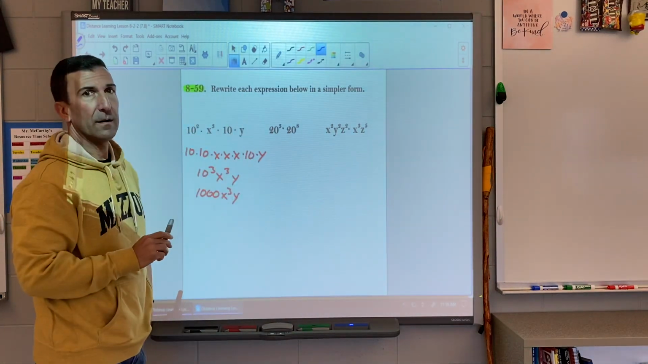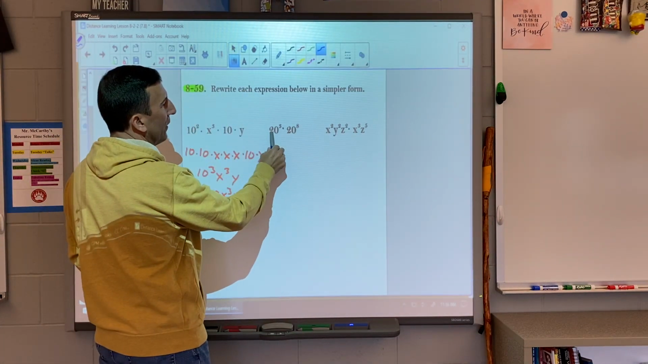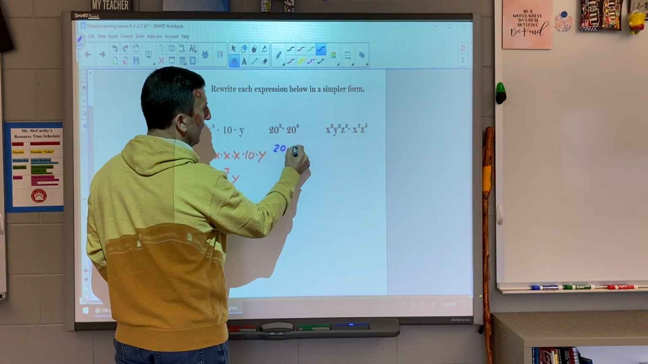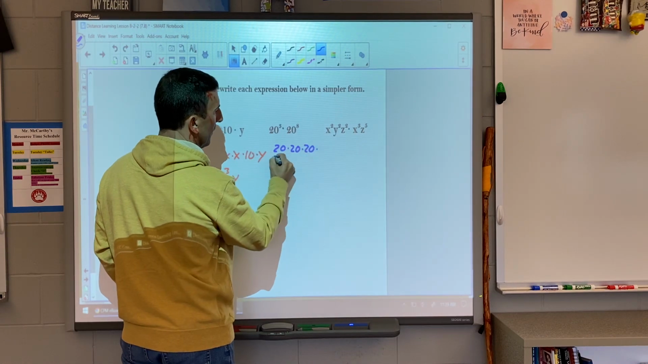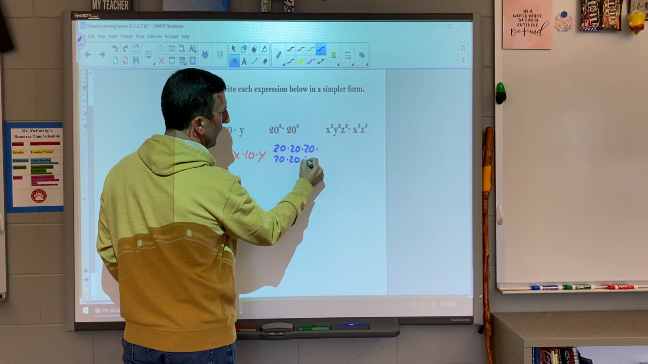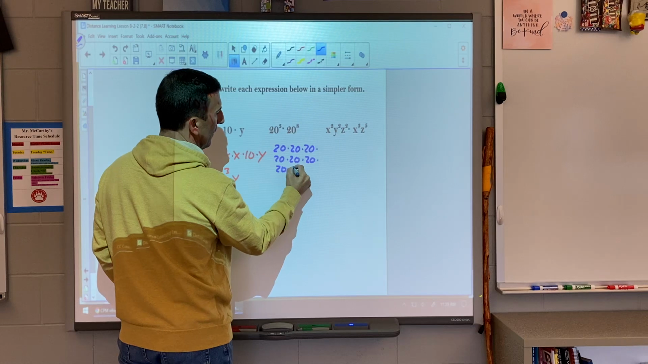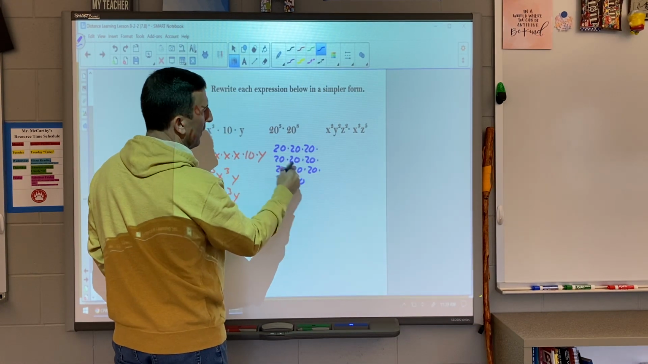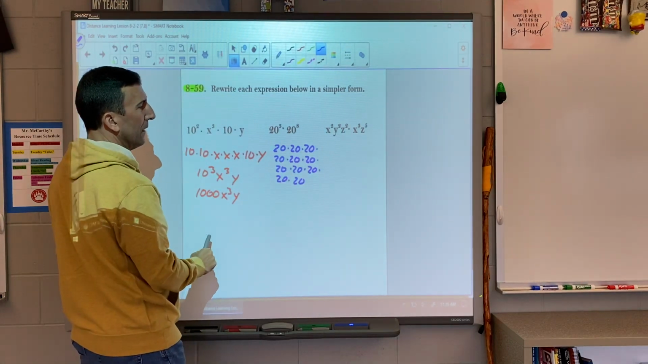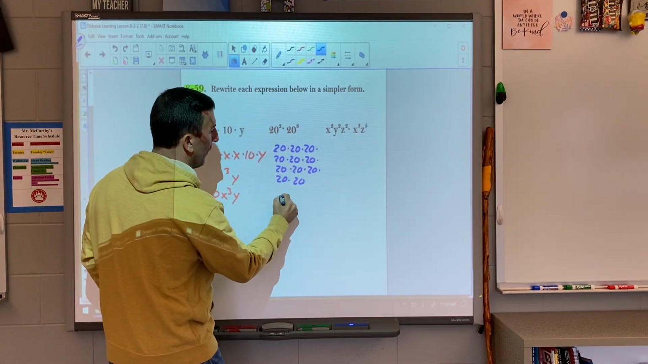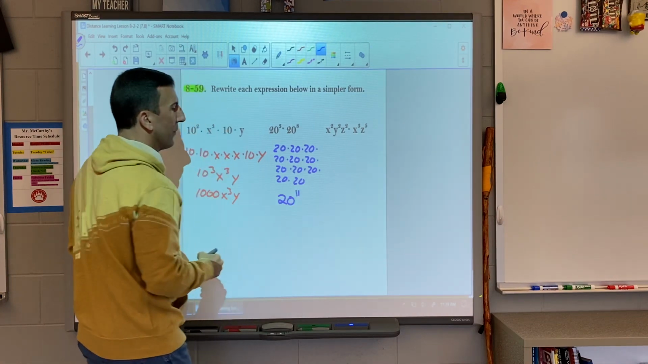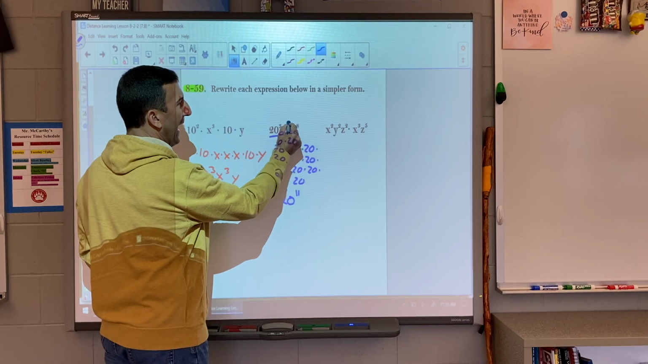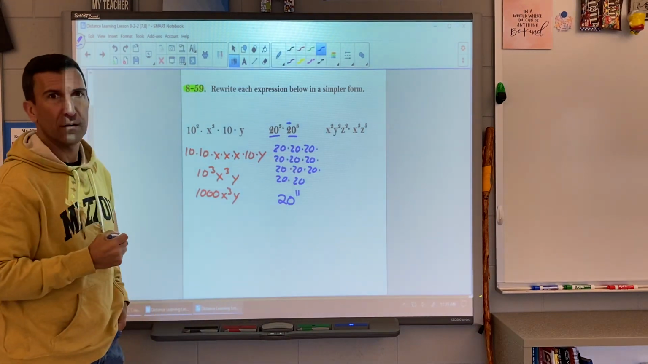Over here, we have 3 of these and we have 8 of those. So we have our 3 and then we have our 8, which means we have 11 of them overall, so 20 to the 11th power. Remember we said when the base is the same, you add the exponents.